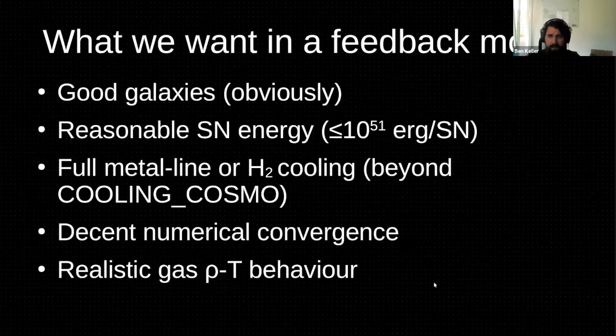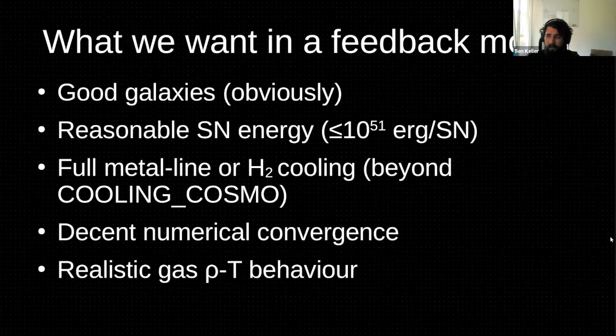So we kind of wanted to rethink what we want in a feedback model. The first thing, of course, is we want to be able to make good galaxies. We want galaxies that match the observed scaling relations as best as we can. We also want reasonable supernova energies, so 10 to the 51 ergs per supernova or less. And in fact, if you look at the current literature of stellar evolution modeling and core collapse supernova modeling, 10 to the 51 ergs is probably already a bit of an overestimate.